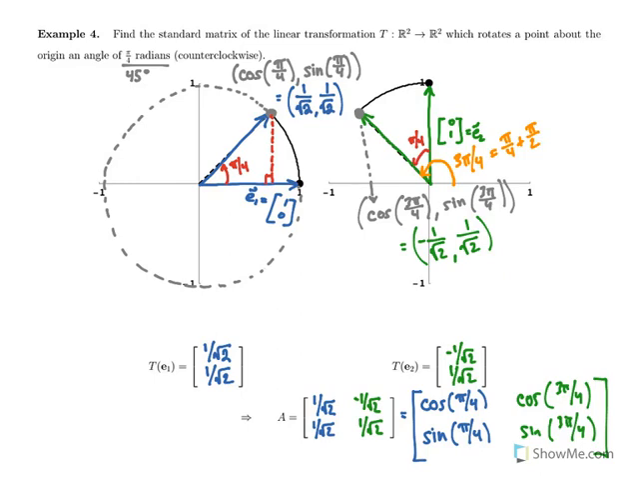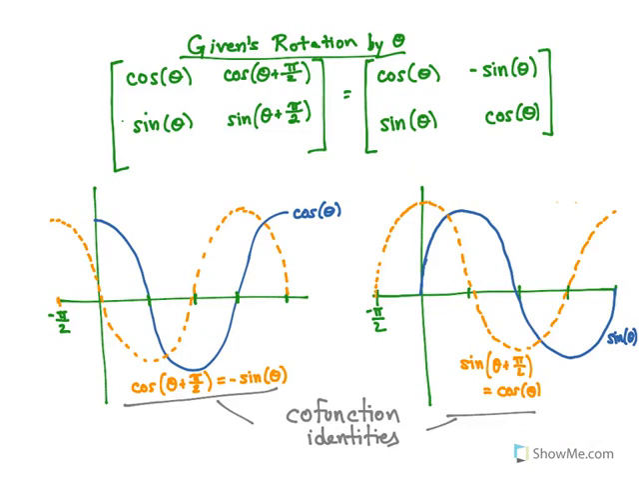Let's look at this rotation again. On the next page, we'll see that this is actually called the Givens rotation by an angle theta going counterclockwise. And we showed that the matrix will be cosine of theta, sine of theta, and then cosine of theta plus pi over 2, that's that 3 pi over 4, we have to go the 90 degrees first, and sine of theta plus pi over 2. And this is often written as this matrix right here: cosine of theta, sine of theta, negative sine of theta, cosine of theta.